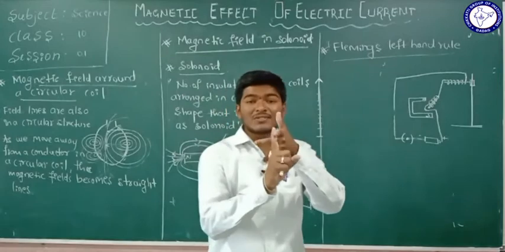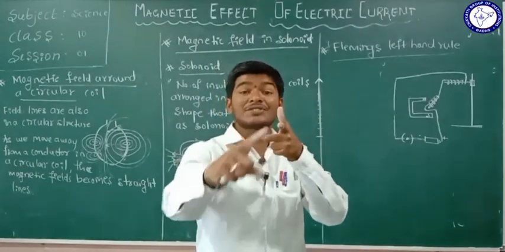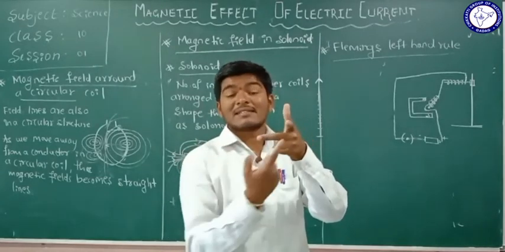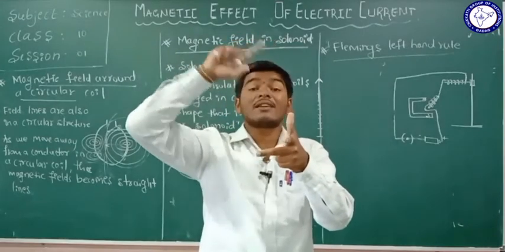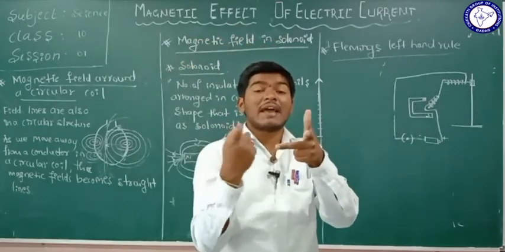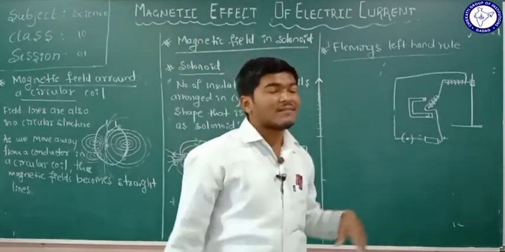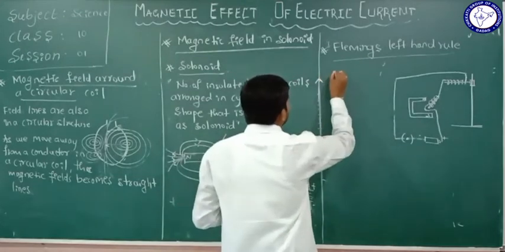The first finger indicates the direction of the magnetic field, the second finger indicates the direction of the current, and the thumb indicates the direction of the force. In which direction we get the force will be explained by Fleming's left hand rule.